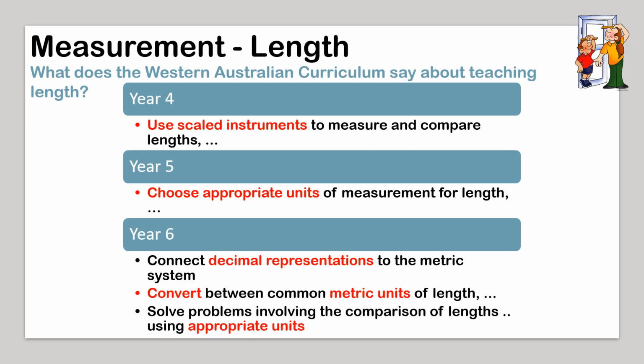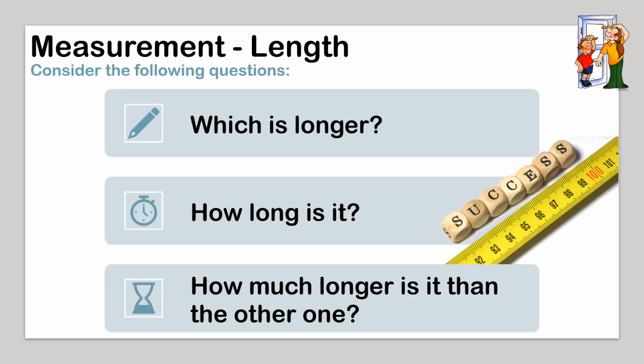Year six, as we said, connect those decimal representations to the metric system. So 1.32 is a decimal. What does that mean when we're talking about 1.32 metres? Well, it means 1 metre and 32 centimetres, or 1 metre, 3 decimetres, and 2 centimetres. Yes, centimetres. I've got to get it right too. And then we can convert between those common metric lengths, and then we can solve problems. So it gets quite complex at year six, taking it out of the concrete into the abstract sense.